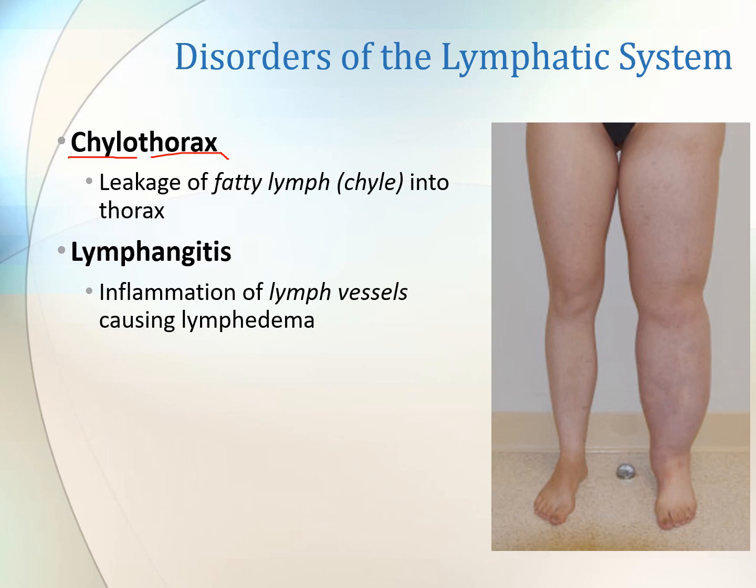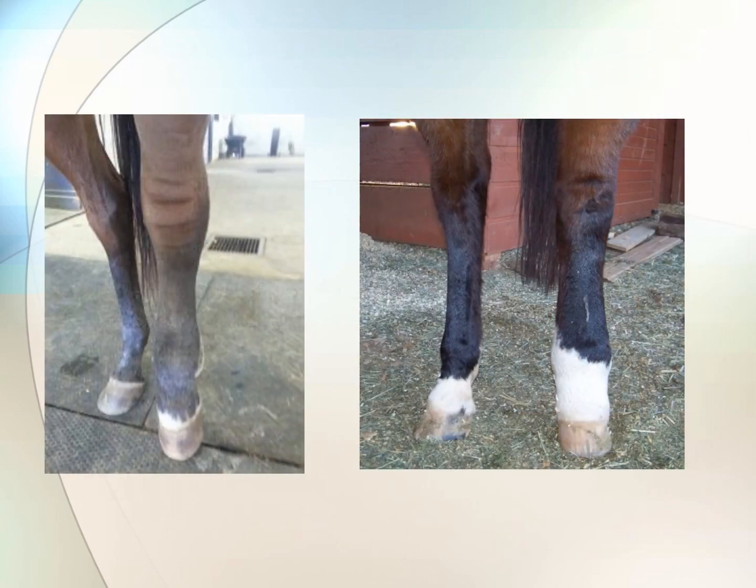Okay. Lymphangitis. Lymphangitis is just inflammation of those lymph vessels. Essentially, those lymph vessels can't return the fluid to the cardiovascular system, and we get swelling. We get lymphedema, and that's what this picture is over here. You get very swollen limbs, especially in the lower limbs, and it can be quite dramatic.